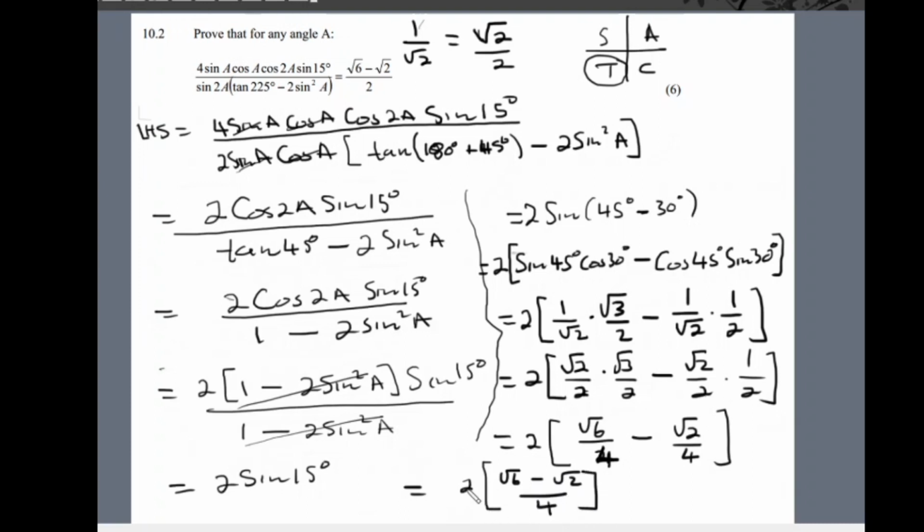And then we know 2 goes into 4 2 times, so we will have the square root of 6 minus the square root of 2 divided by 2, which is equal to the right hand side. So we have proved this equation, right? If you don't understand here, please ask me on WhatsApp and I will try to explain better, right?